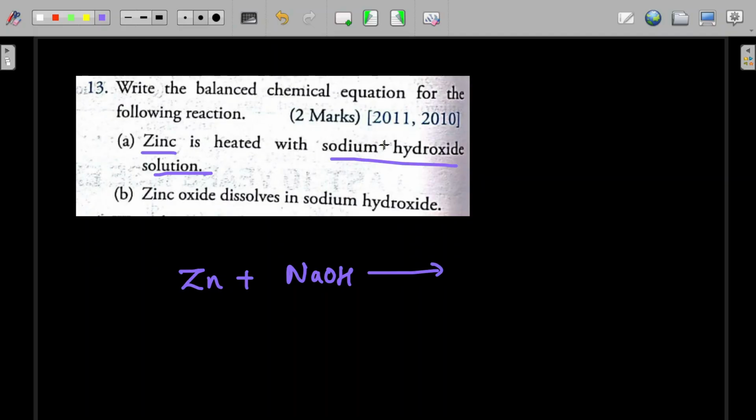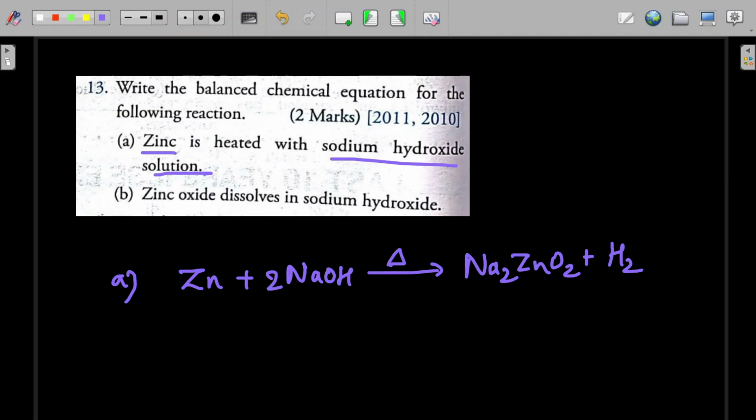They have given solution, so don't worry. If they mention hot and concentrated, you mention. Sometimes in the question they give you, so then you write it. Now, what is this? Na2ZnO2 plus hydrogen gas. Or they may also ask you what gas is released when zinc is heated with sodium hydroxide solution. So heated is given, so write heating on the arrow.